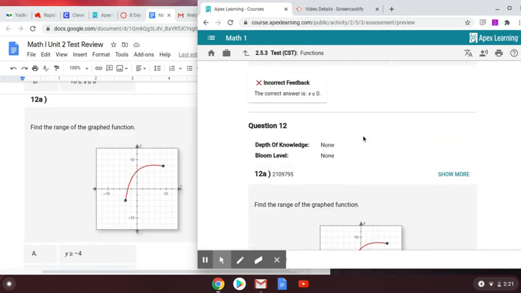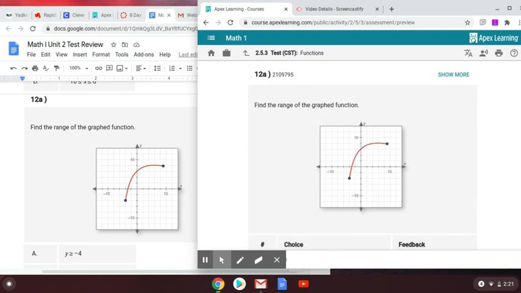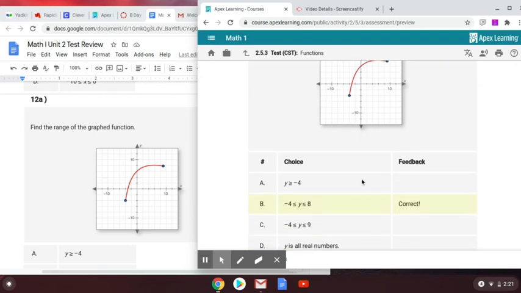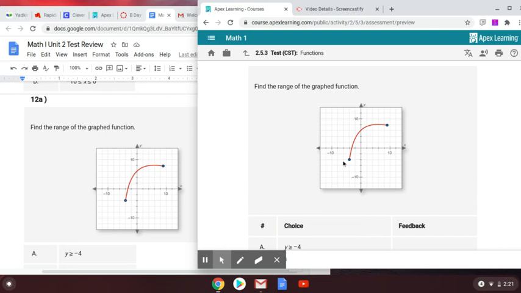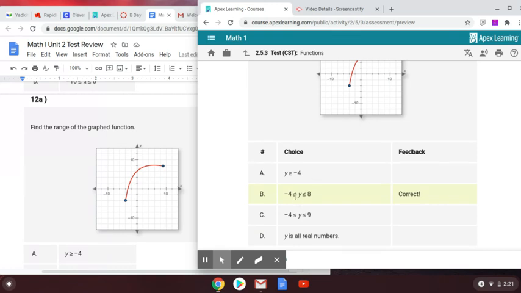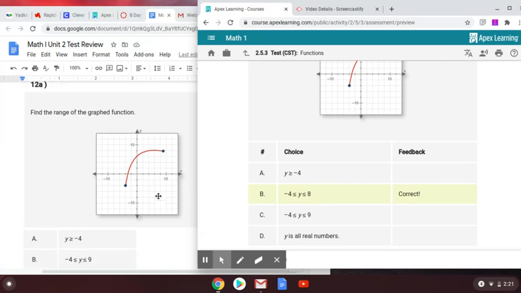Okay, skip to 12a. This time it's asking you for the range. So we're focusing on the y-axis, looking up and down. And again, this is by 2's. So that's why it starts with -4. It goes from -4 all the way up to +8. So we say -4 is less than or equal to y, because we're talking about the range this time, is less than or equal to 8.